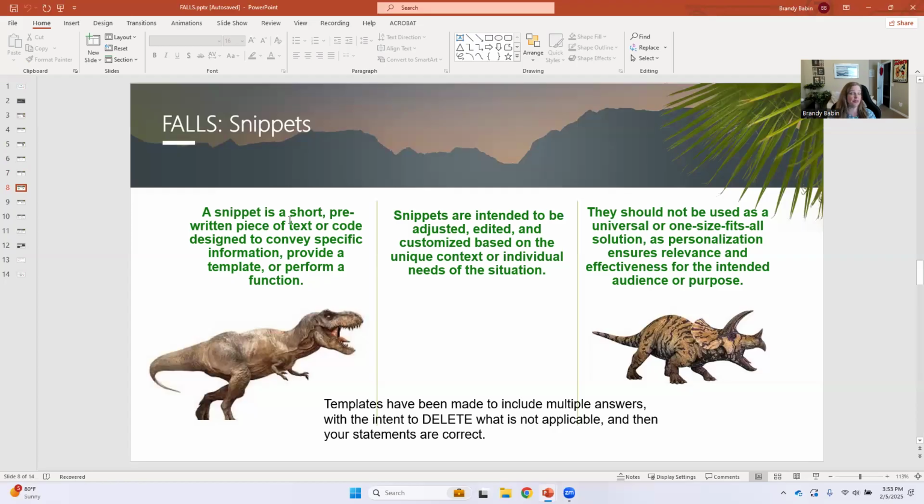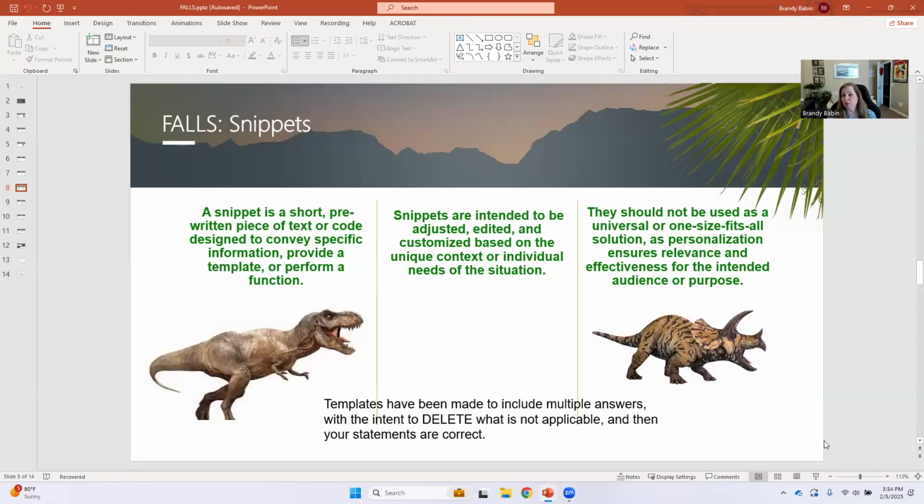Now, that statement is not the same for every single patient. The snippets are intended to be adjusted, edited, and customized. This is not a one-size-fits-all scenario. So customize based on whatever the context is or the individual needs of the situation. So this is not a universal template. In fact, it's very empty and blank, whereas some of your other snippets, you're going to delete a whole bunch of information. This one, you're going to fill it in.